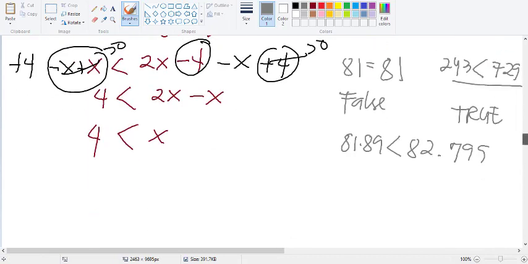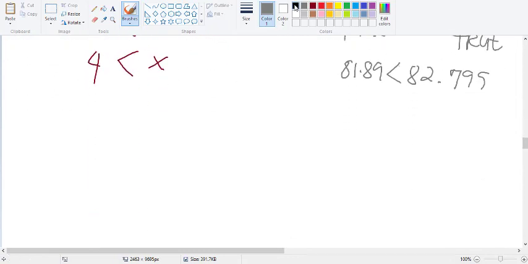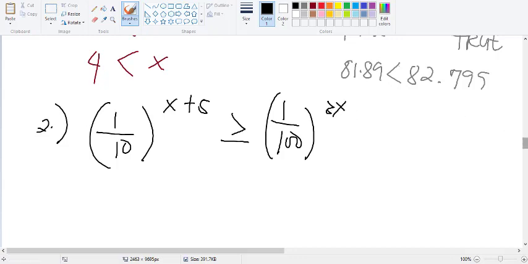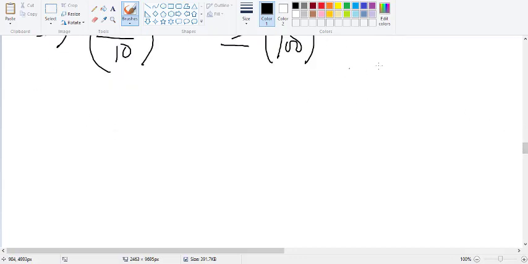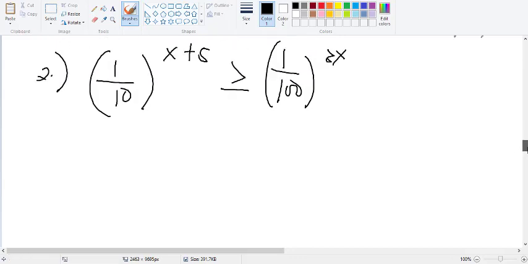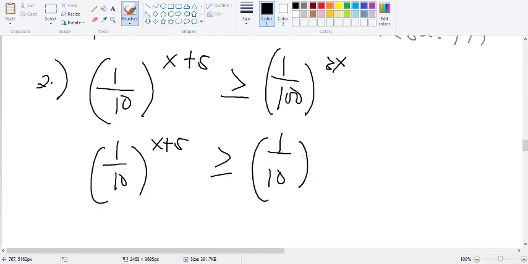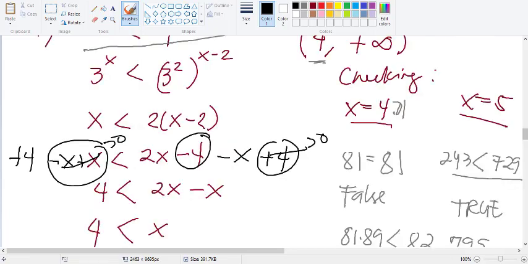Okay? Next, let's try to solve problem number 2, or sample number 2, in your modules. 1 over 10 raised to x plus 5 is greater than or equal to 1 over 100 raised to 3x. Now, we know also that 100 is 10 squared, right? So it becomes 1 over 10 raised to x plus 5 is greater than or equal to 1 over 10 squared, raised to 3x.